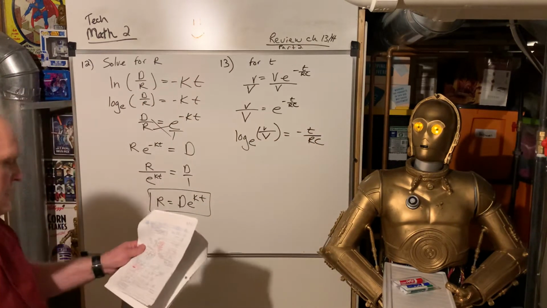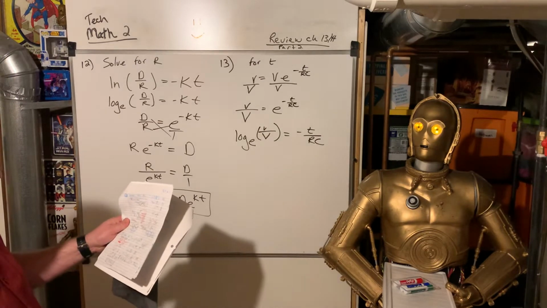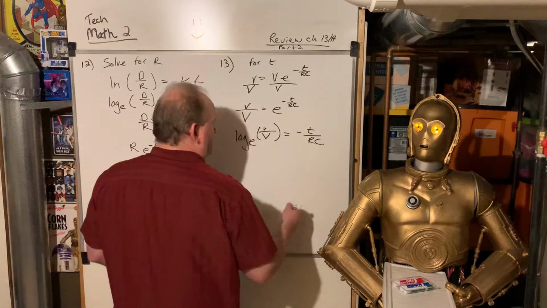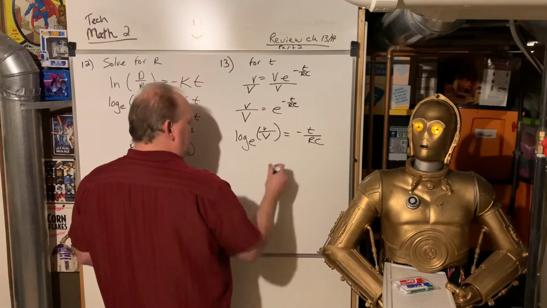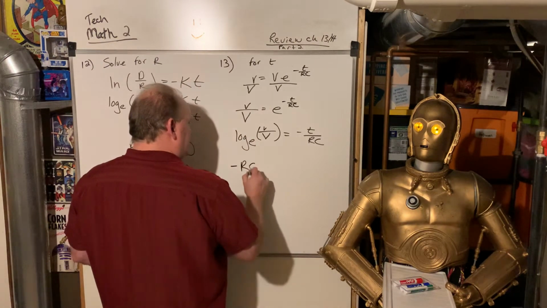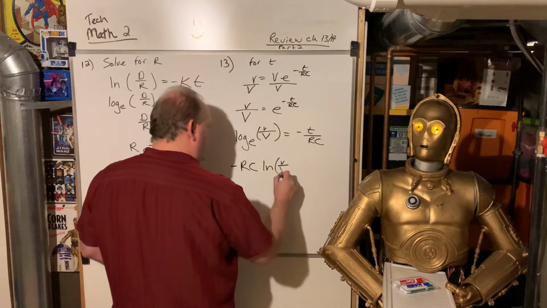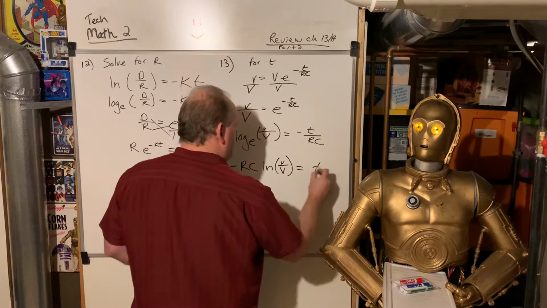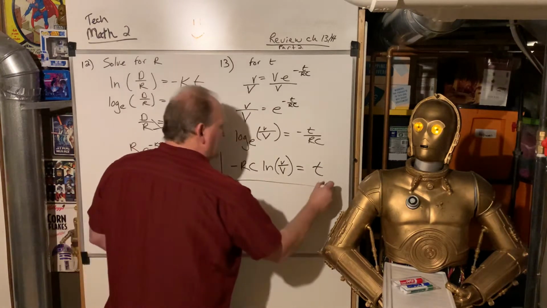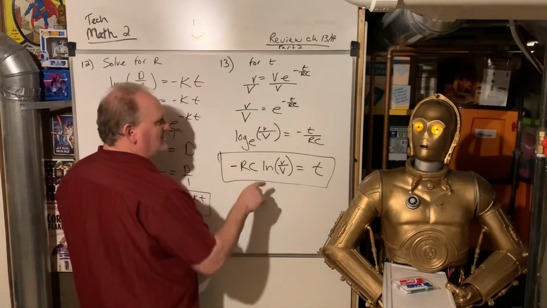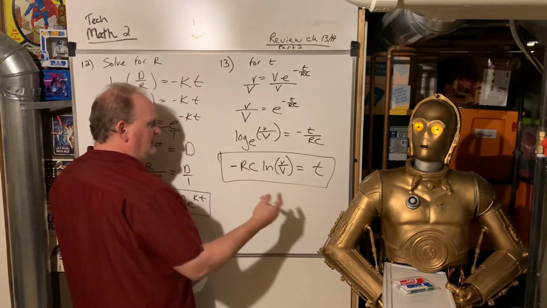And then let's multiply both sides by, like cross multiply, but we'll put the negative on the RC. So we have negative RC ln of v over V is equal to t. And that's fine. You can leave it like that. If you want, now you might be like, hey, that doesn't match the key.